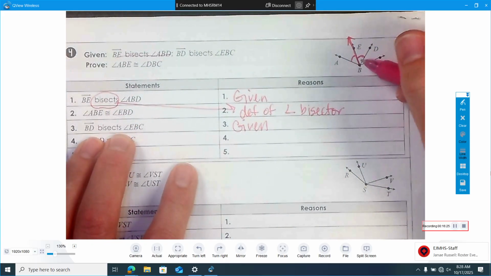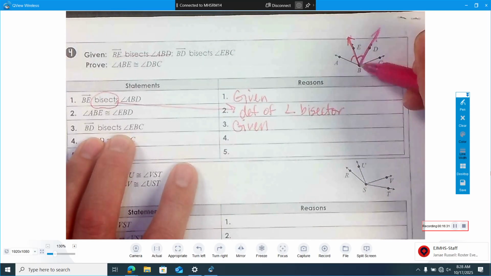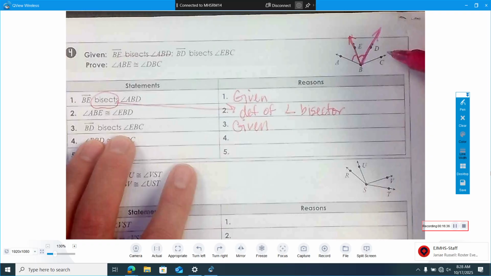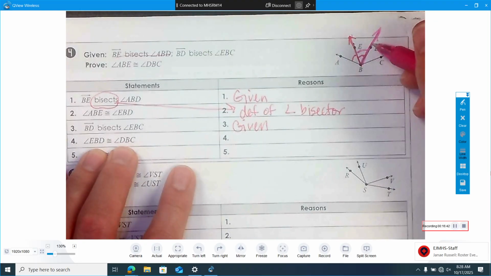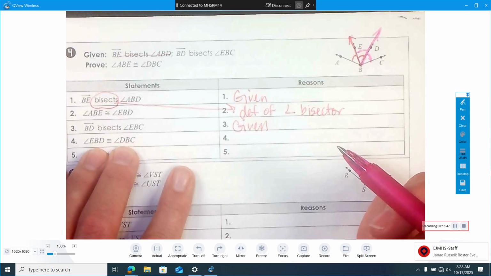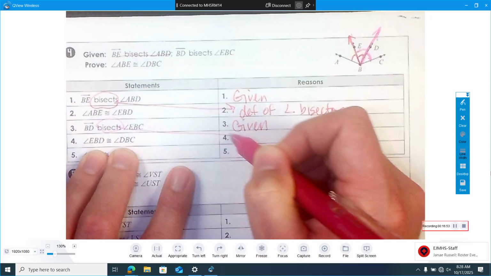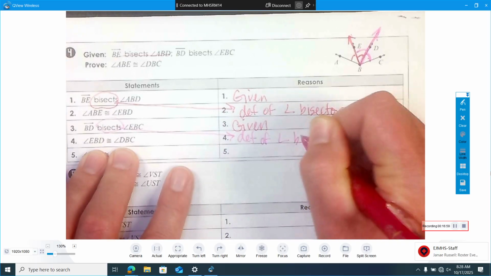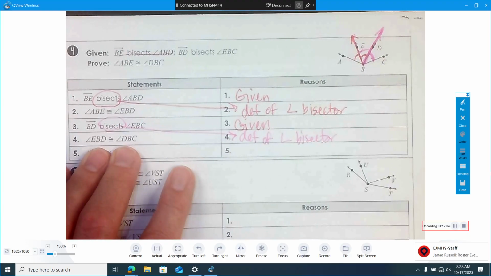Ray BD bisects angle EBC. If ray BD is bisecting, what do we know? It cuts the angle in half. So we get angle EBD congruent to DBC here. All right, why do we know that those 2 angles are congruent? Definition of bisect. Definition of angle bisector. Or definition of bisector. Fine. All right.